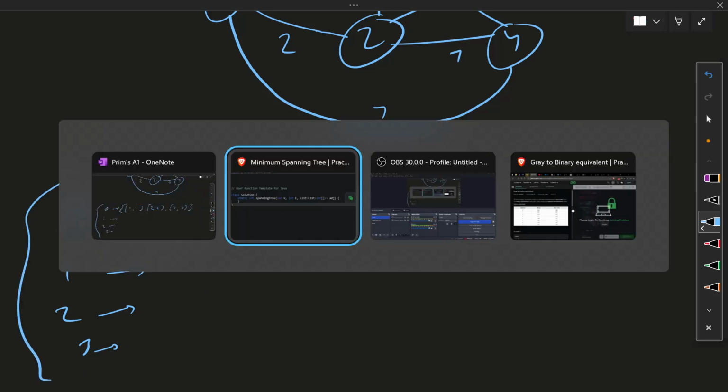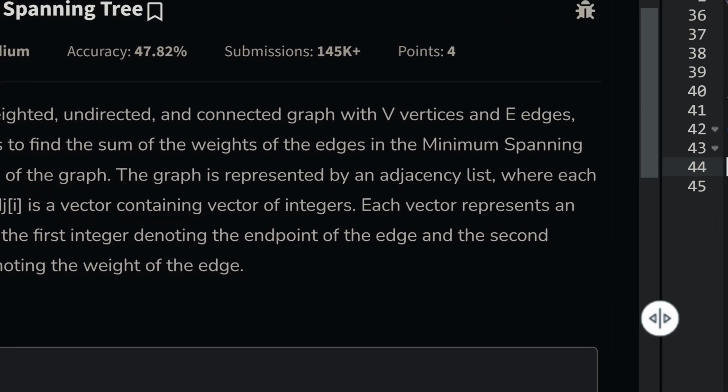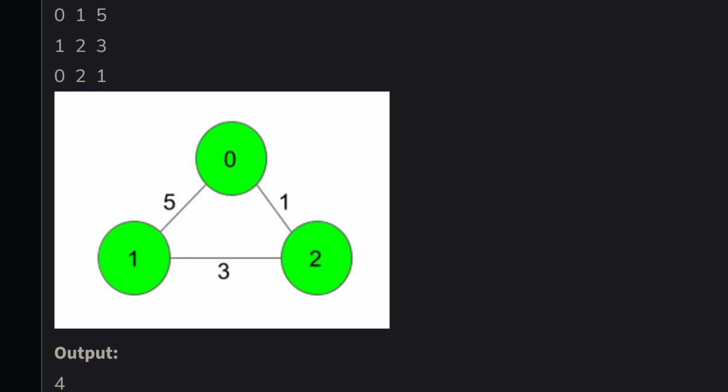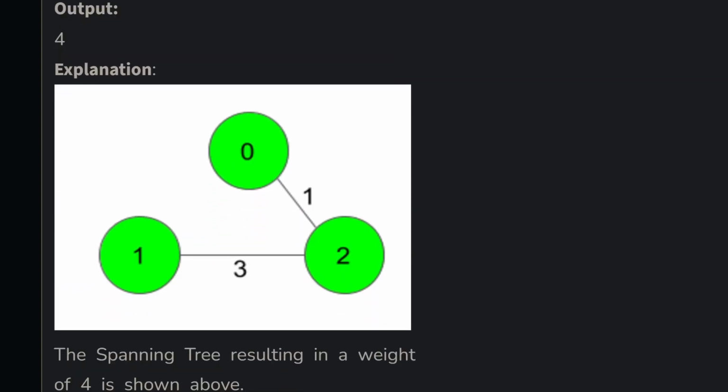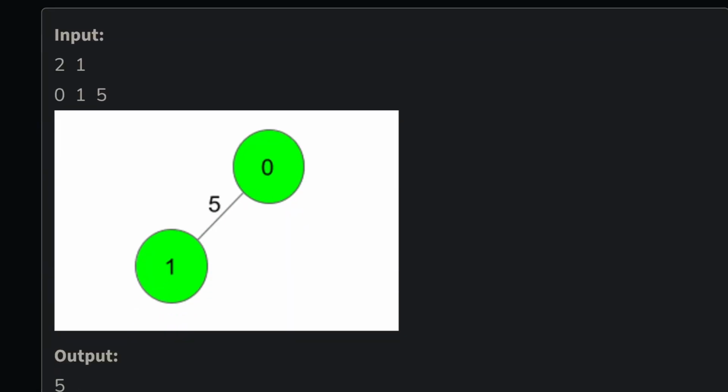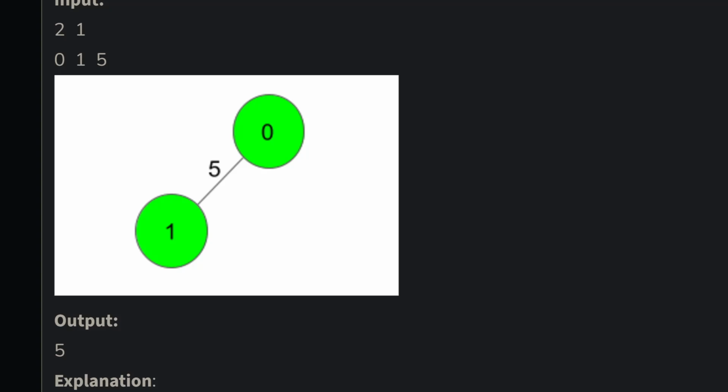So let's look at the example first. You are given this test case. The minimum weight that we have to take to connect all the vertices is 4. So 0 is connected to 2, then 2 is connected to 1. The minimum weight in a minimum spanning tree is 4. So this is the explanation. Then we have this one, where there is only one edge. We have to take this edge anyway.